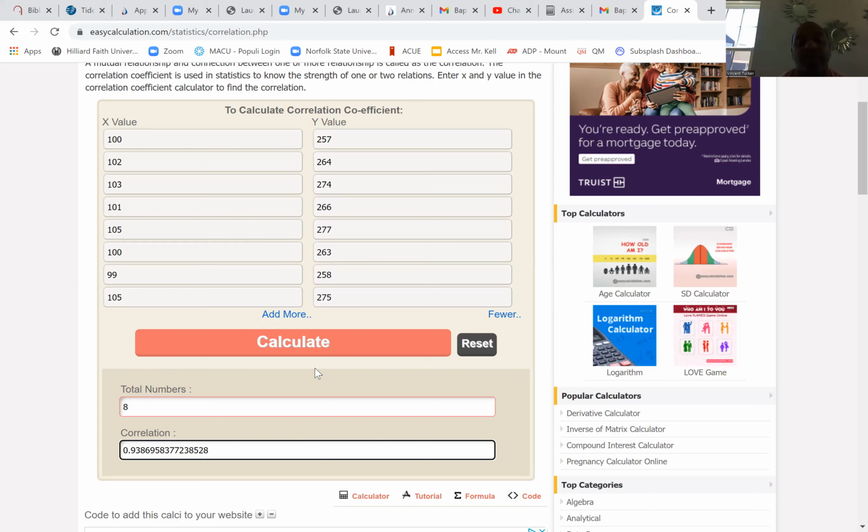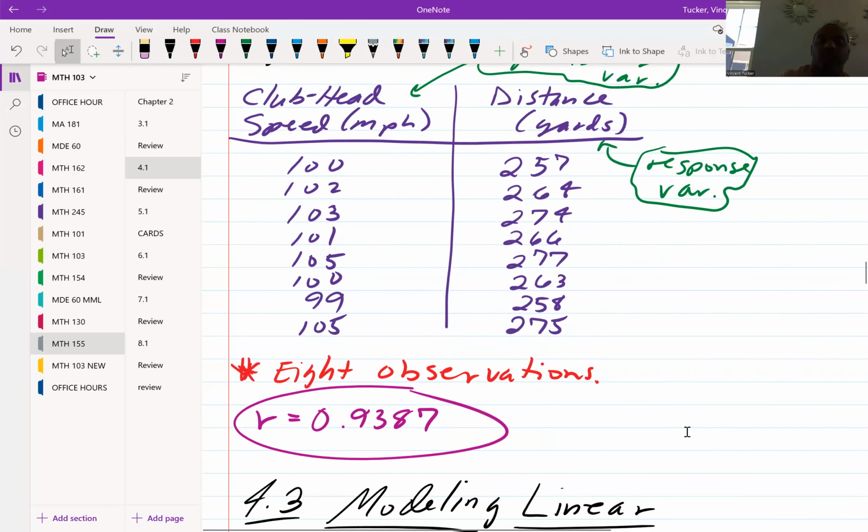All right, so before we go any further with the notes, is everybody okay with what I did here? And that's all we have right there. R is equal to 0.9387. That was based on what we just did.